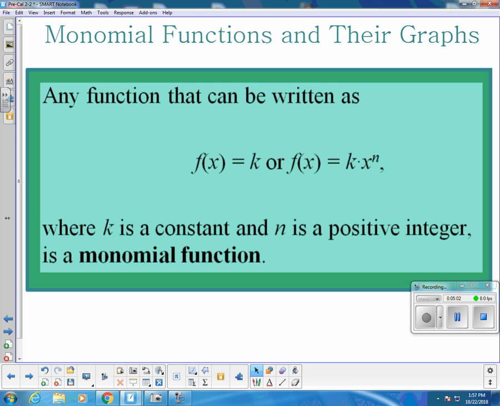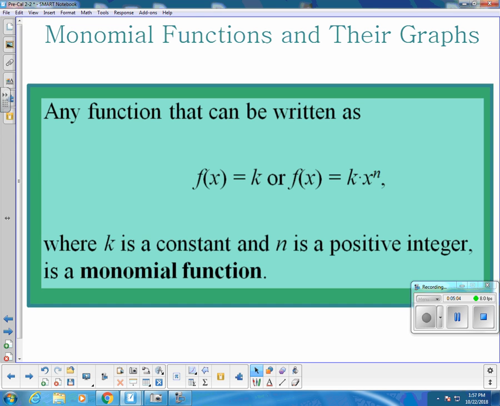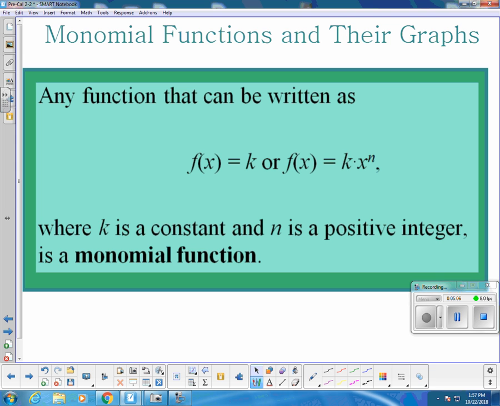If I have k x to the 2, it looks like this. K x to the 4th looks like this. K x to any even exponent looks like this. What if k is negative? What happens to the graph? It flips it upside down. Okay?